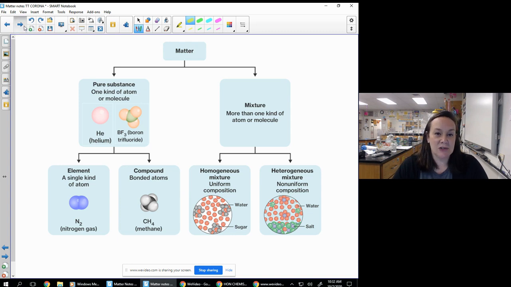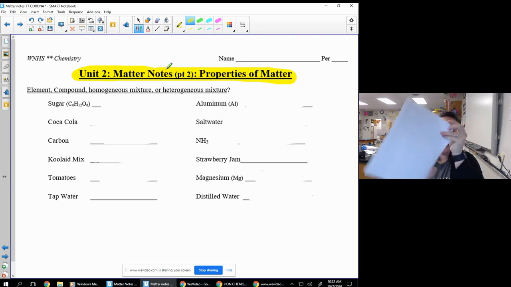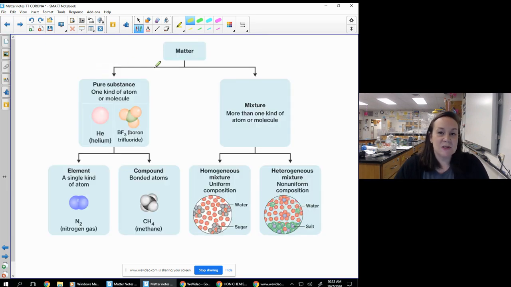So what I want you guys to do is go back to the notes, Unit 2 matter notes. It's in your packet. We did half of it yesterday in the lecture, but then we did the other half today. So I would like a little bit of participation from you. So hopefully what we can do is I'm going to do a refresher.